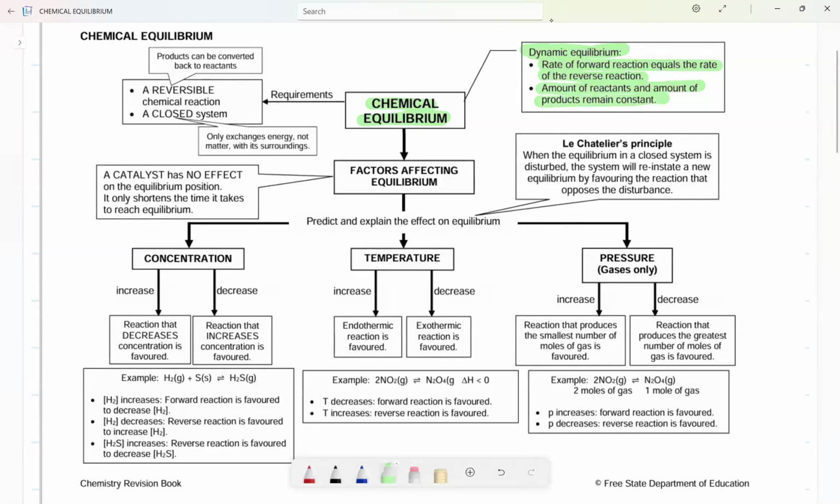Now there are requirements that are needed to consider a reaction at equilibrium, right? Remember, we have many reactions, and not all of them you can consider as chemical equilibrium reactions. Now, what do you mean by that? Let's look at what is required for us to be in a position of saying, okay, this is chemical equilibrium. All the dynamics of equilibrium are applicable.